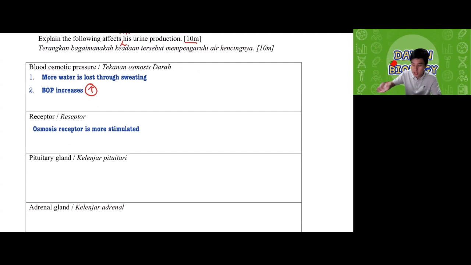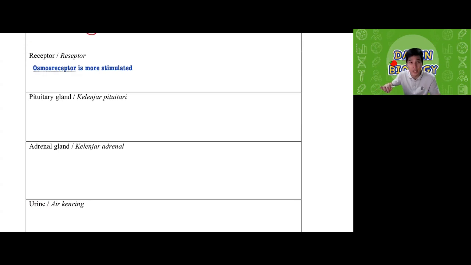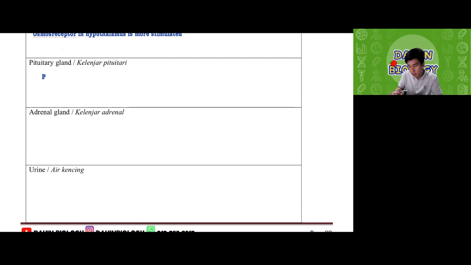Now osmoreceptor is more stimulated. So therefore, pituitary gland. I would say osmoreceptor in hypothalamus would be better. So therefore, pituitary gland will secrete more. What hormone comes from here? Yeah, ADH, right? The full name, huh? The anti-diuretic hormone.